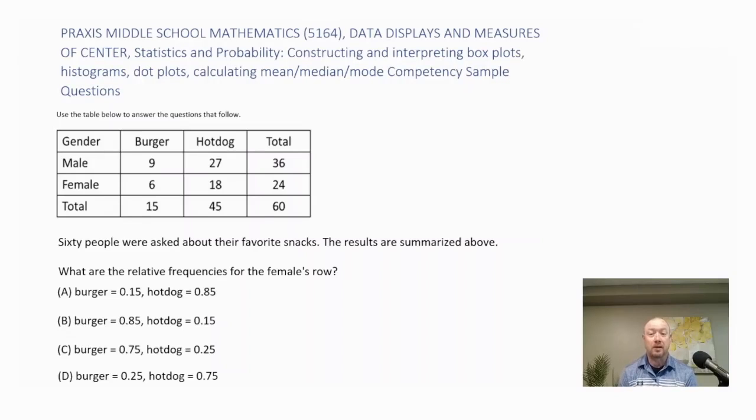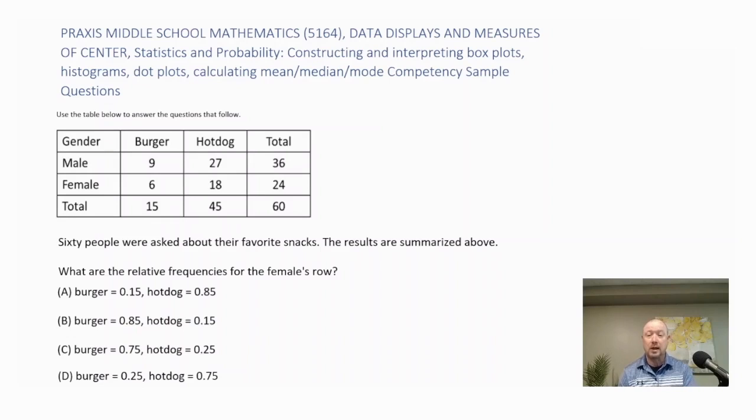Use the table below to answer the questions that follow. 60 people were asked about their favorite snacks. The results are summarized above. What are the relative frequencies for the females row? Is it A, burger equals 0.15, hot dog equals 0.85; B, burger equals 0.85, hot dog equals 0.15; C, burger equals 0.75, hot dog equals 0.25; D, burger equals 0.25, hot dog equals 0.75?